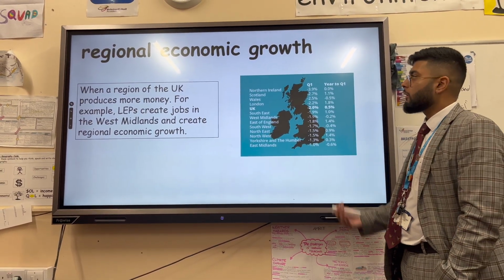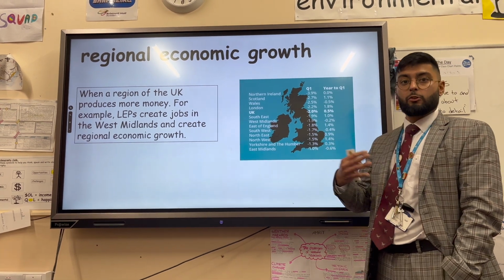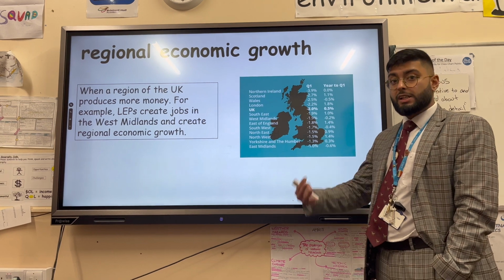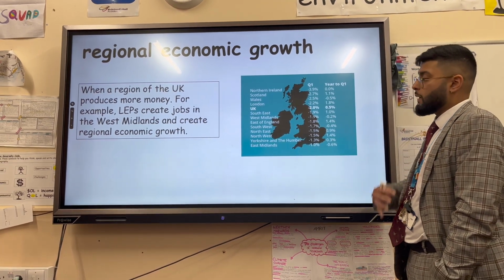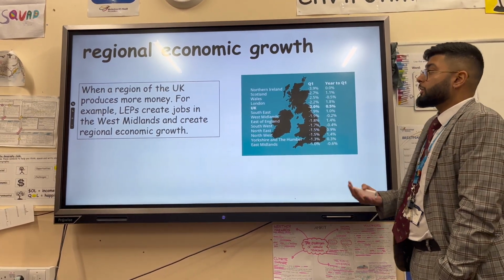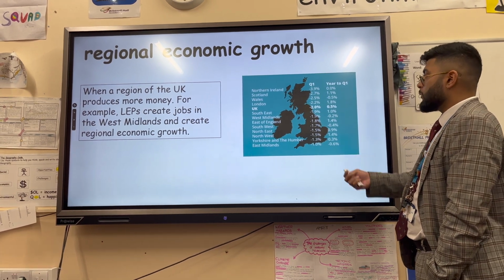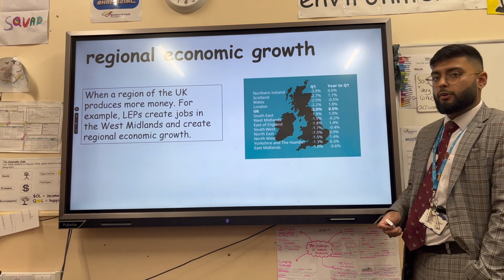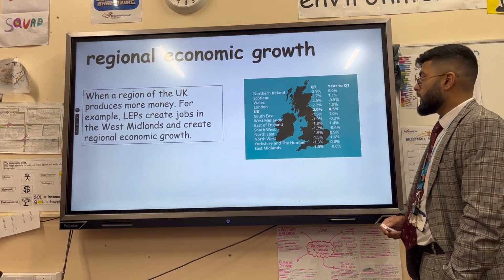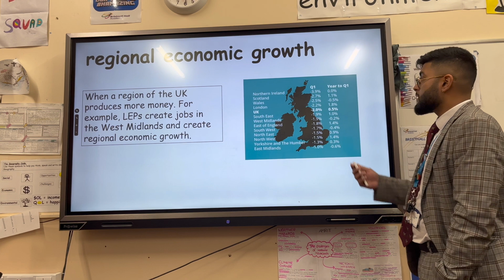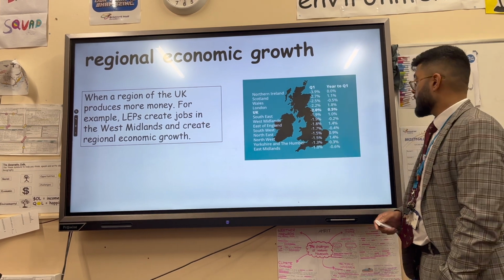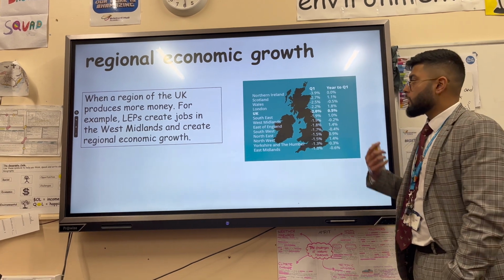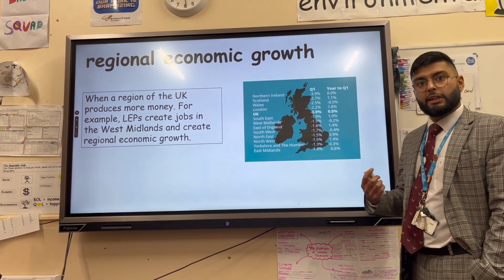Regional economic growth, nice and simple. So regional, we're thinking about regions, economic, we're thinking about money, and growth, thinking about increasing that money. So regional economic growth is where one region of the country produces more money. For example, overall the UK we've seen about 0.5% of growth, whereas most of that growth has been in London, which is nearly at 2%, whereas if you live somewhere like the East Midlands, we're actually declining. But growth is the aim, regional economic growth.